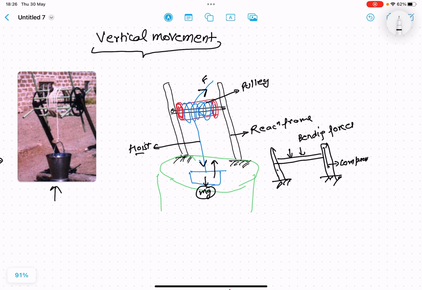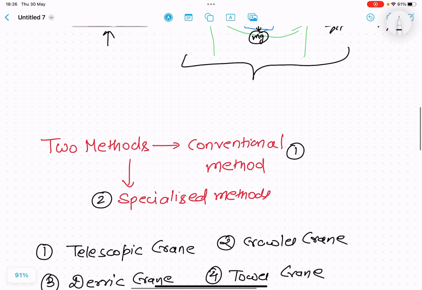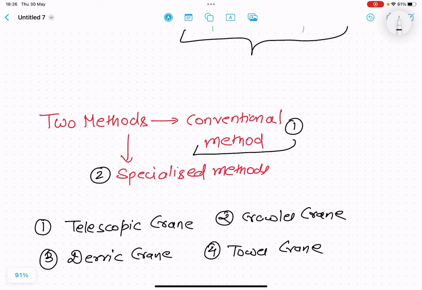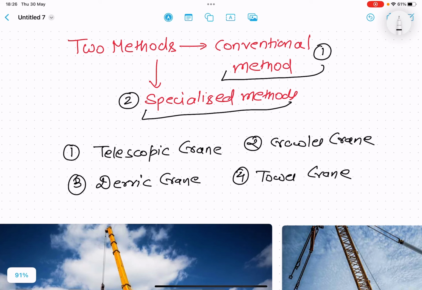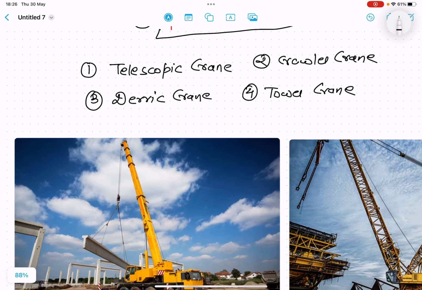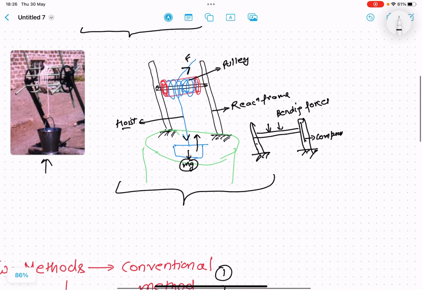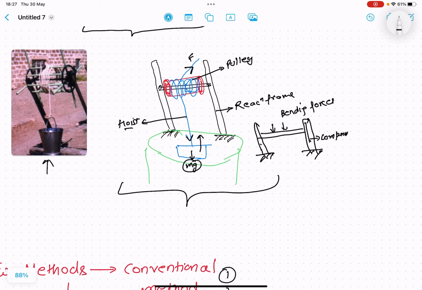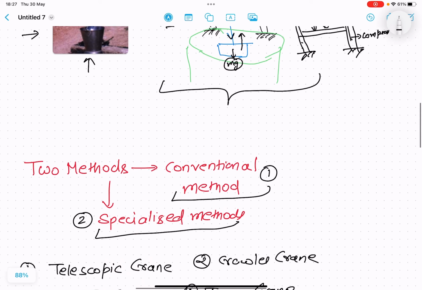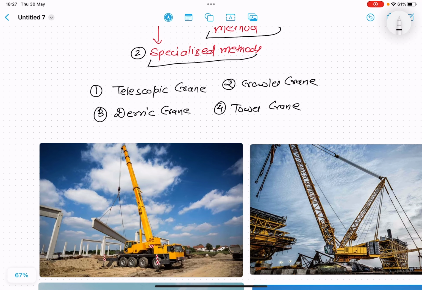Now this principle is used in two ways for heavy lifting. There are two methods: the conventional method and the specialized method. In the conventional method, we use the telescopic crane, crawler crane, derrick crane and tower crane. If you draw an FBD of these cranes shown on the screen, they follow the same principle I have discussed. All of them consist of one reaction frame, one pulley and one hoisting arrangement.